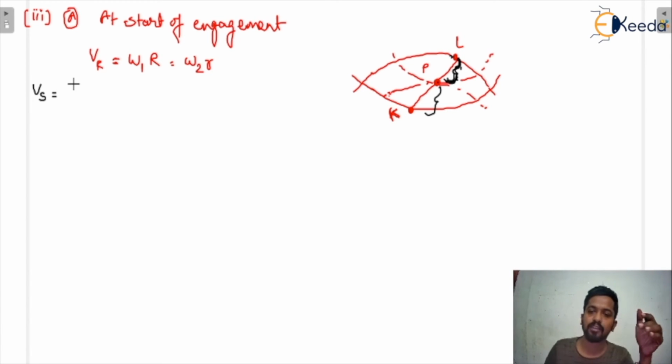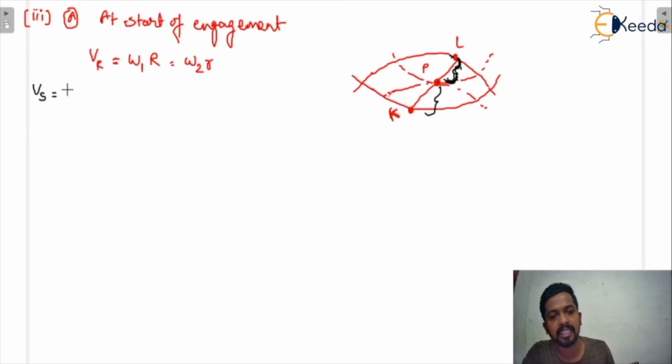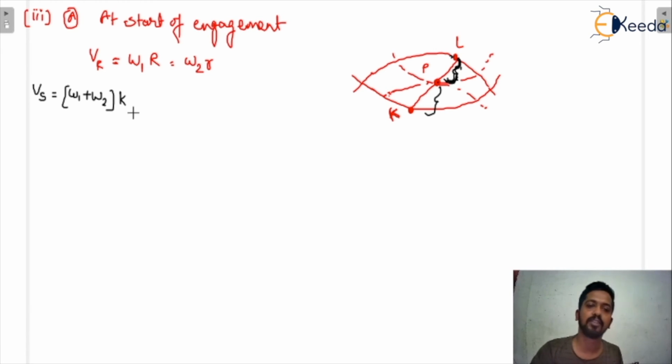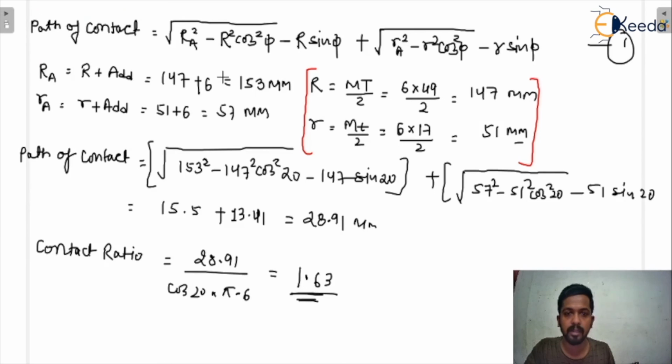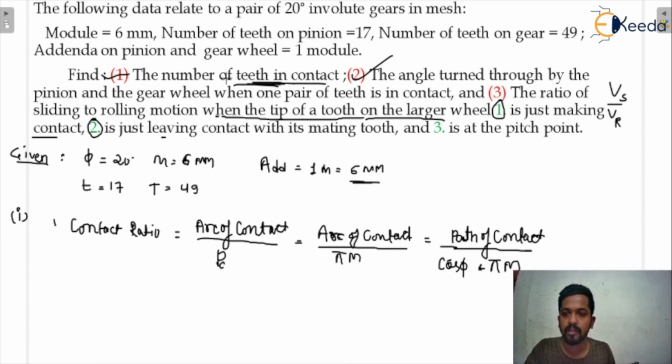Vs is the sliding velocity of the gear. You have to understand that it is equal to omega 1 plus omega 2 into kp. I already told you that in previous questions we have solved sliding velocity questions, so you are able to understand the formula of sliding velocity: omega 1 plus omega 2 into kp. Kp is written here because we are discussing the time of engagement. So what are omega 1 and omega 2? See here in the question. In the question, what is given?